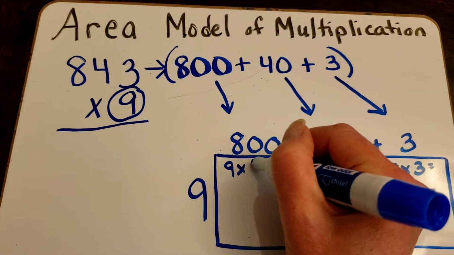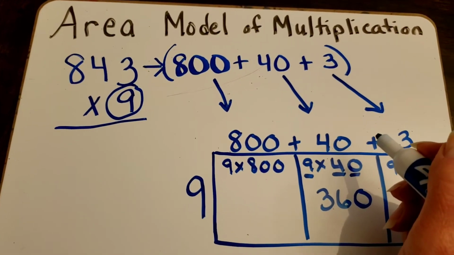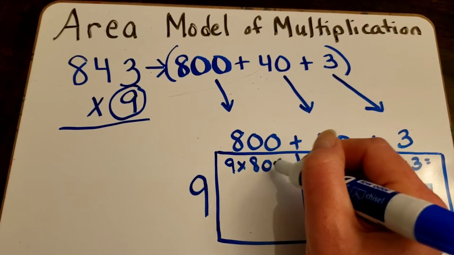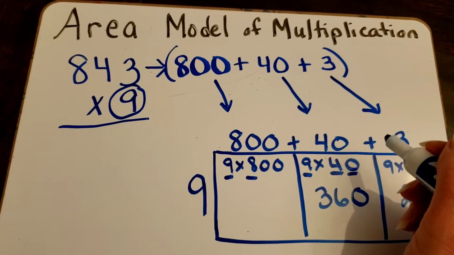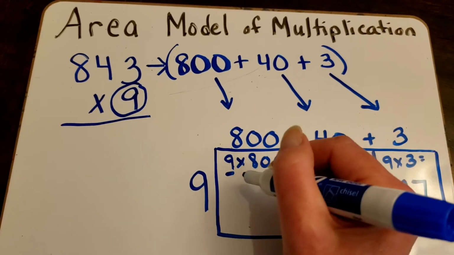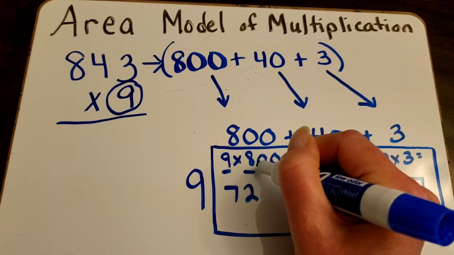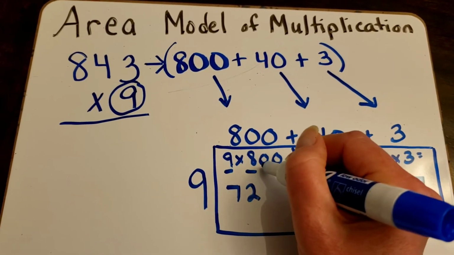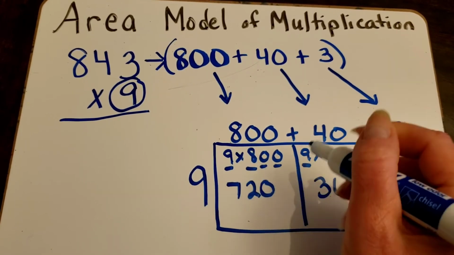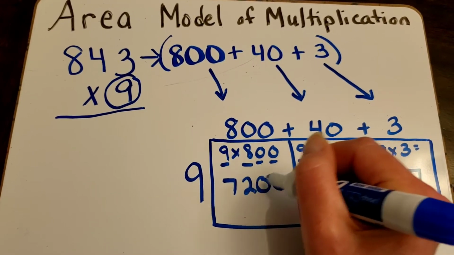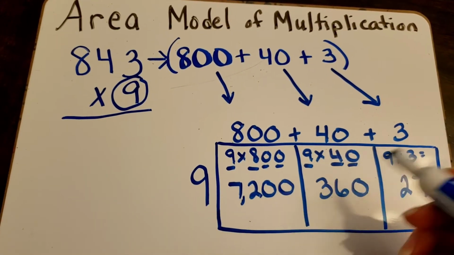And finally, we're up in the 100 spot. And here we have 9 times 800. And again, we're going to use place value, and we're going to use our basic facts. 9 times 8 is 72. But this is not just 9 times 8. This is 9 times 800. So this is going to be not just 72, but 7200. We're going to bring those 2 zeros right down below.